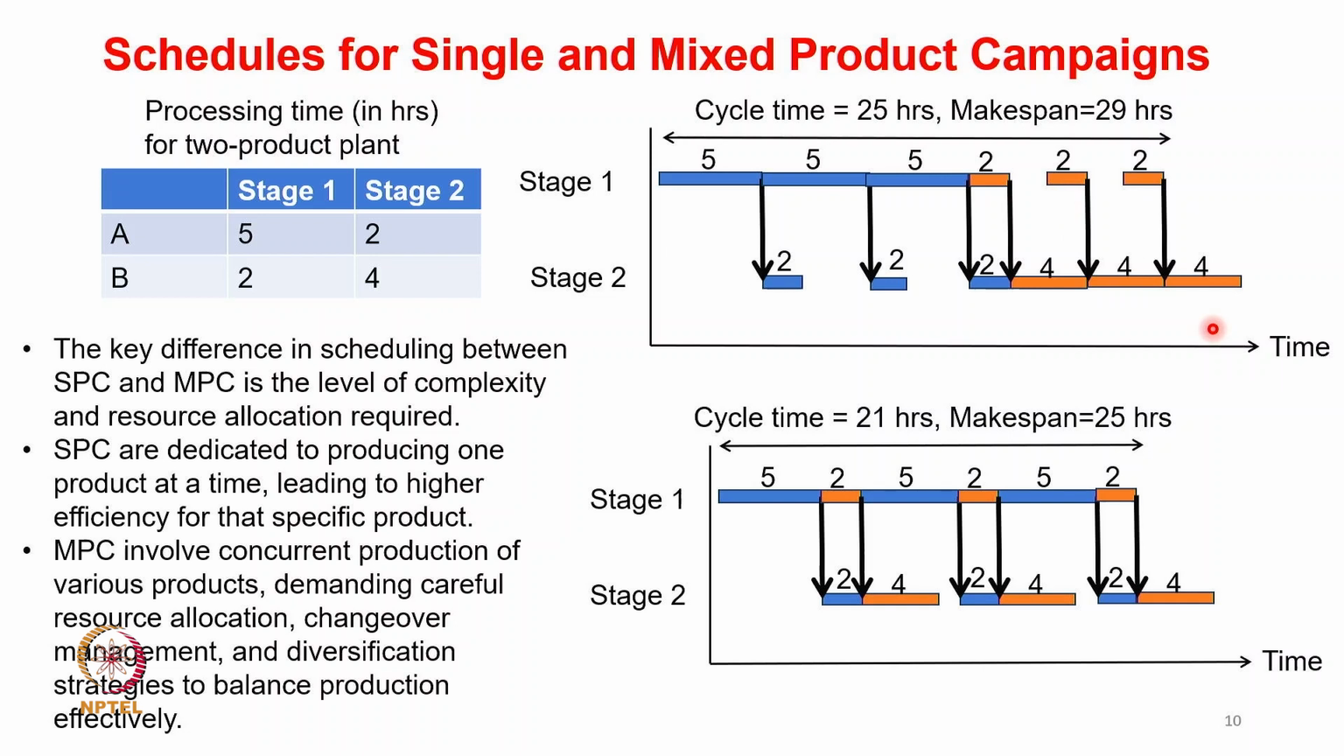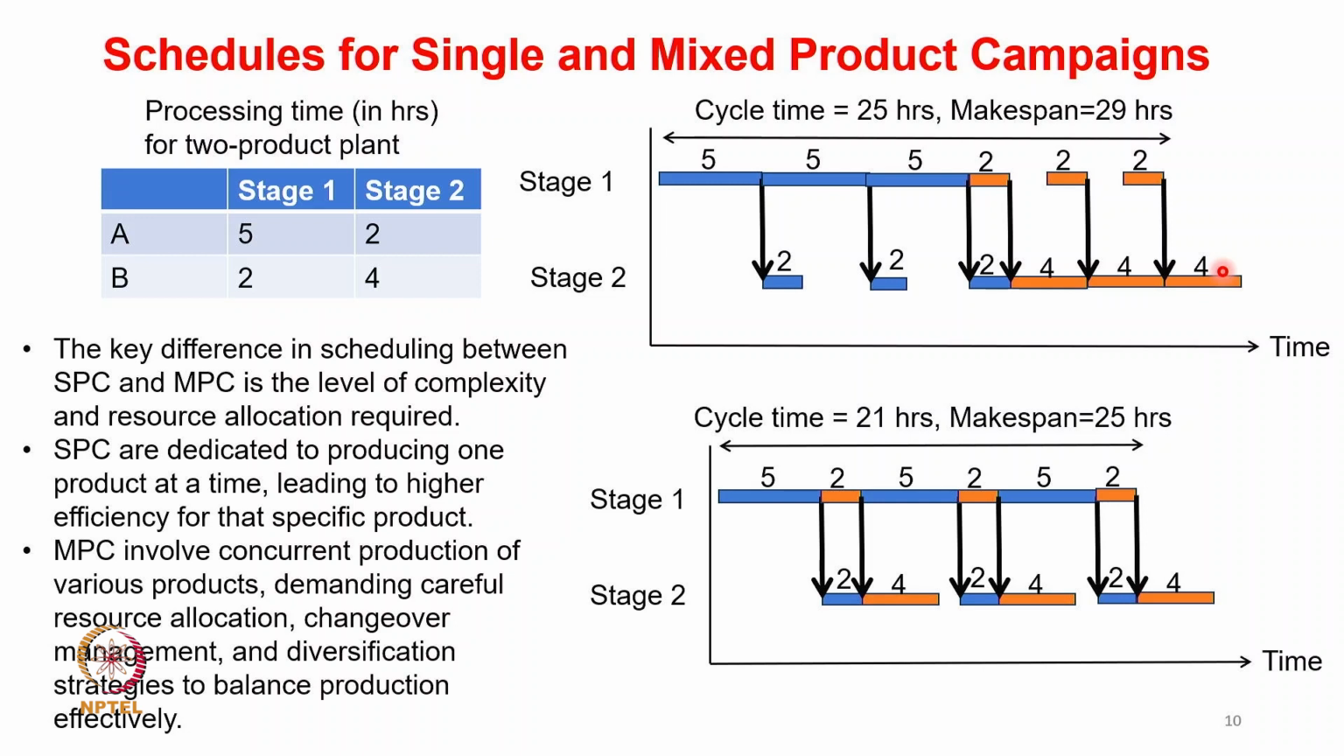So as a result, what would happen? Your equipment would be idle, and will only come back after 25 hours, and the makespan happens to be 29 hours. Up till here, each of them would be under operation, and the overall time would be from here to here, which corresponds to 29 hours.